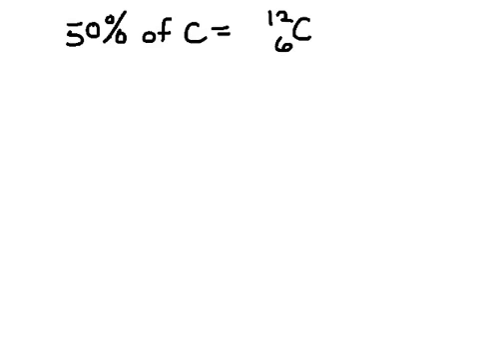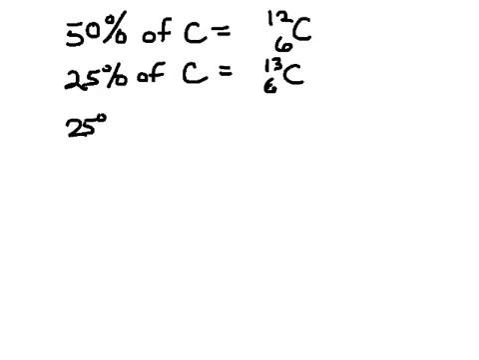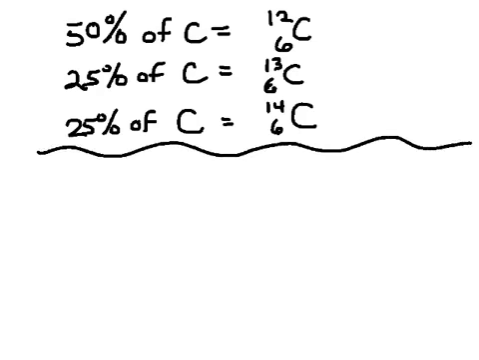So now, let's say for example, 50% of carbon were carbon-12. Let's say 25% of carbon were carbon-13, and 25% of carbon were, you guessed it, carbon-14. Okay, so let's assume that these are, in nature, the relative abundance of each one of these things.